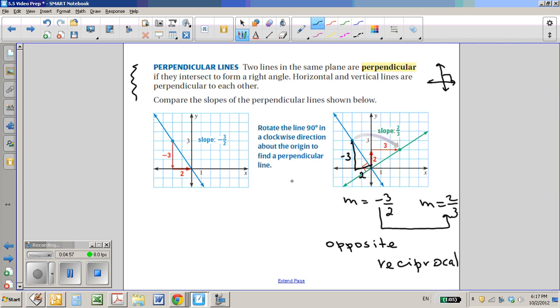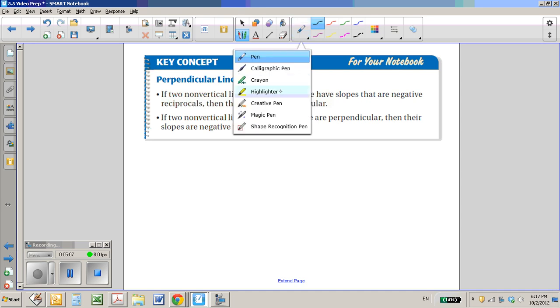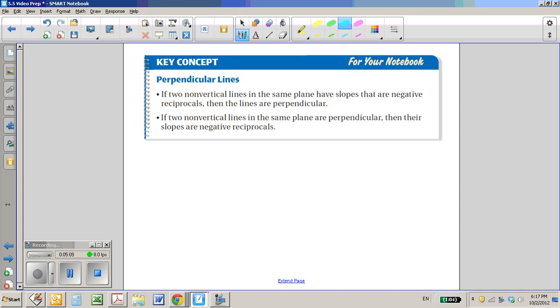Okay, so two perpendicular lines, and this is our next slide. Two non-vertical lines, if their slopes are negative reciprocals, then the lines are perpendicular. So again, negative reciprocals, or another word, instead of negative you can think of opposite, and perpendicular. And it also works backwards: if two lines are perpendicular, then their slopes are negative reciprocals.